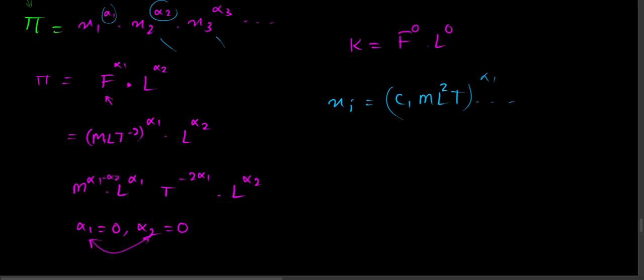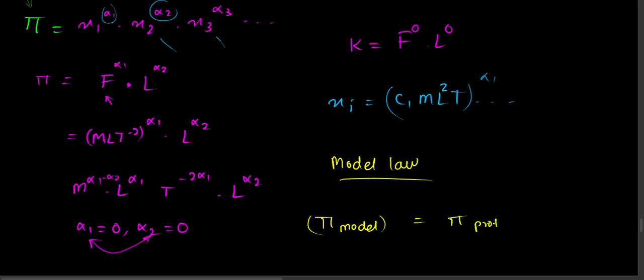Then the second law which we have is the model law, and let's not talk about the model law in greater detail. It's kind of an advanced version of Buckingham's law. So model law is nothing but that the similarity parameters of the model must be equal to the similarity parameters of the prototype.